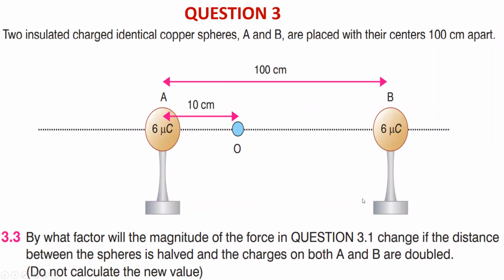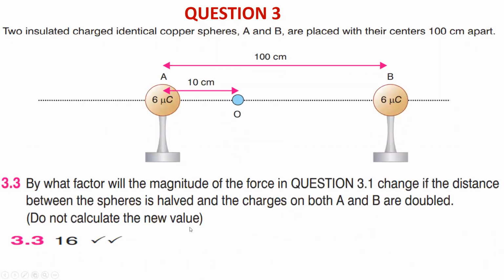And then the next question. For now, you are changing the distance, making it half, and the charge on A and B double. So what is your new force? How many times bigger or how many times smaller? This is question 3.3. The answer is 16. As you see, just writing 16. They don't ask you to calculate. They don't ask you the new force, how many newtons. They are just asking how many times bigger: 1 over 16 or 1 over 6, 1 over 5 or 5 times bigger. So how are we getting this number?